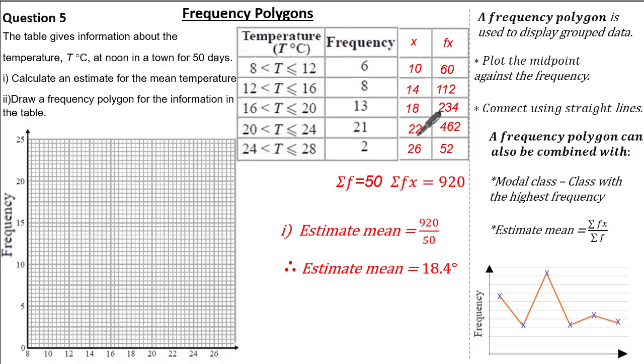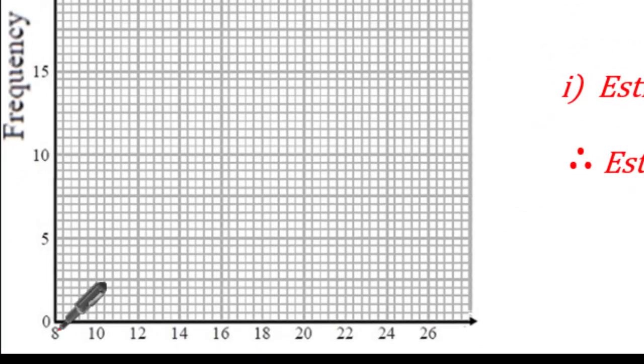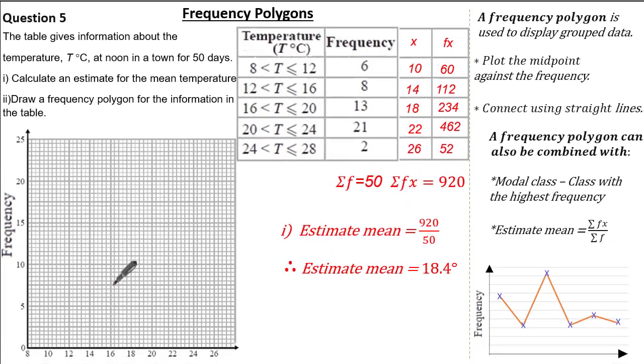The great thing is we've identified the midpoint because we worked out x. So now we simply need to plot. Now with this question, it's really important you pay careful attention to the axes, because 2 squares represent 1 unit vertically. So let's plot. Well, we know we have a midpoint of 10 with a frequency of 6. We have a midpoint of 14 with a frequency of 8. We have a midpoint of 18 with a frequency of 13. And we have a midpoint of 22 with a frequency of 21. And a midpoint of 26 with a frequency of 2. Connecting using straight lines, we have our frequency polygon.